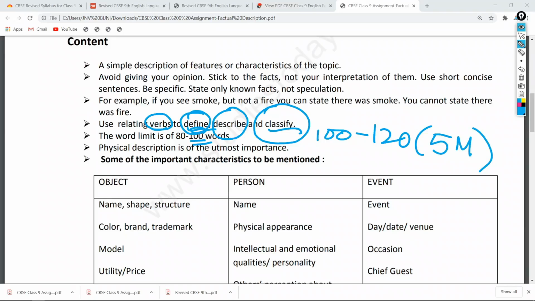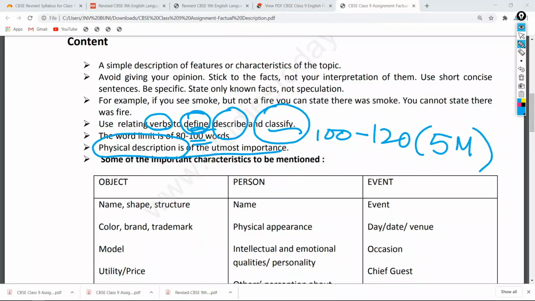Physical description is of the utmost importance. This part is very important. The physical description only is very important. Not the mental description or your speculation, your thought, your reflection, your feelings. Nothing is needed but what you find, what you see, what actually strikes you, the physical or outside look or attributes. You describe those first only.